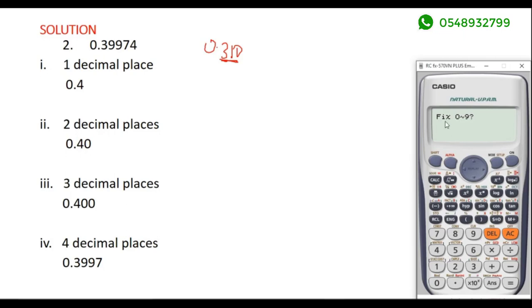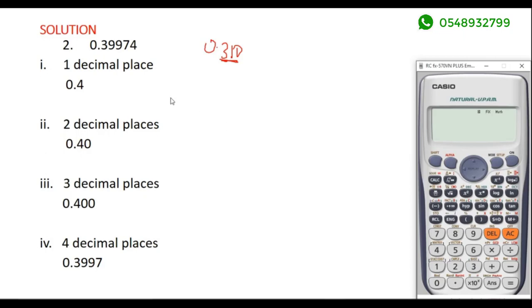It's telling you first 0 to 9. It's asking you how many decimal places do you want to correct your number to. So let's say 3 decimal places. Now after you've changed that, your calculator is now in 3 decimal places mode. All you need to do is to punch the number that you want to correct and then press enter.